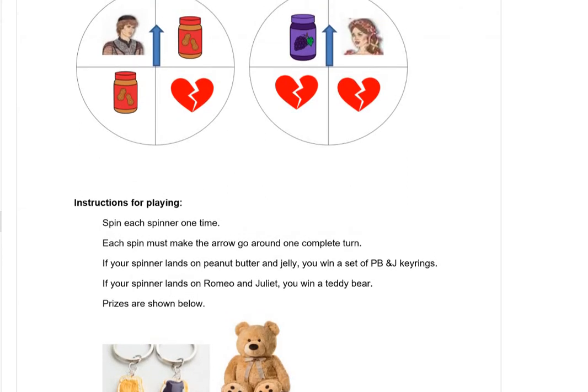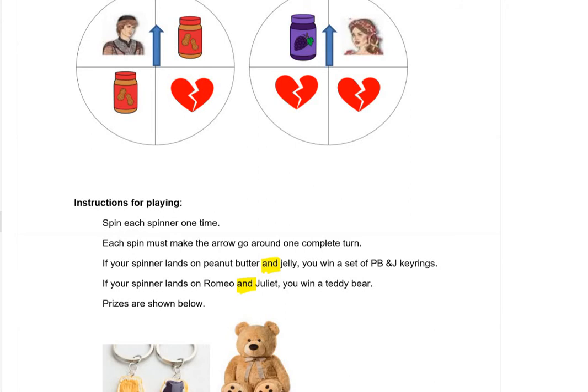One thing I want to point out here is that this is compound probability. You have 2 spinners, and in order to win something, you have to land on a combination like peanut butter on the first spinner and jelly on the second spinner. So this is an "and" probability. And the second way to win a prize is if you land on Romeo and Juliet. So this is another compound probability.